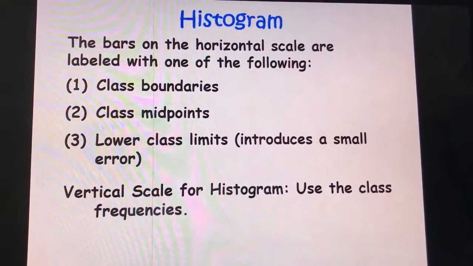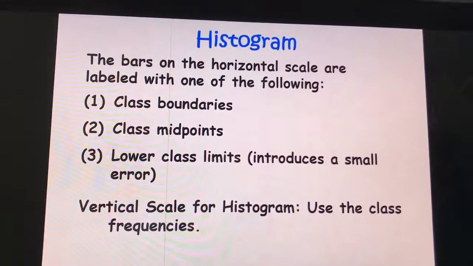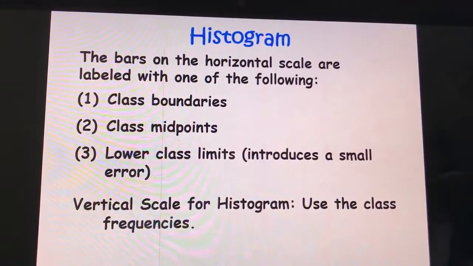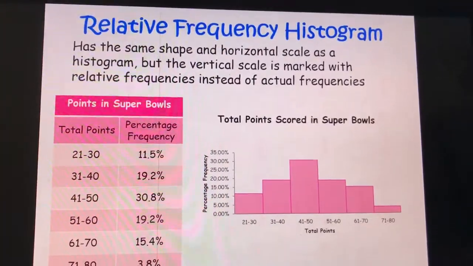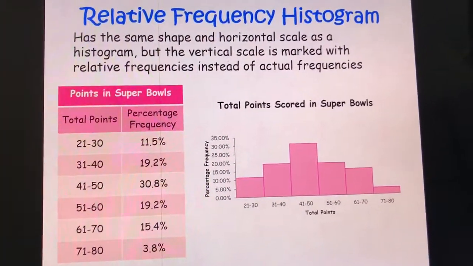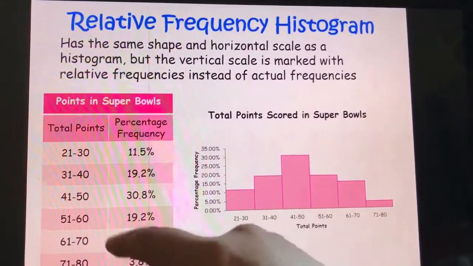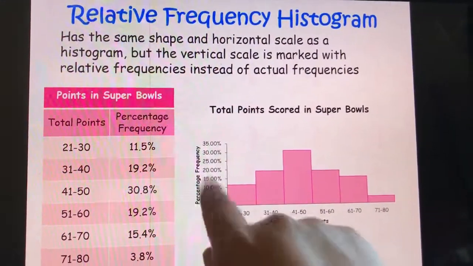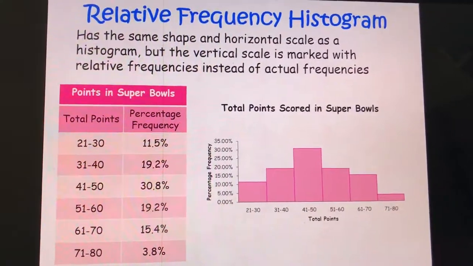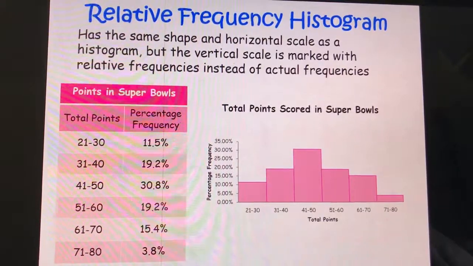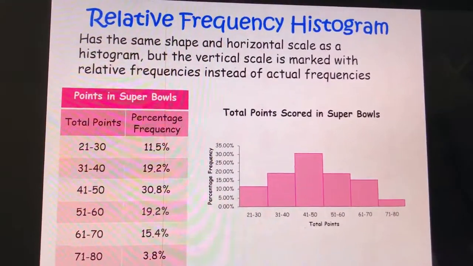So the bars on the horizontal scale I already talked about. You can use any of these, but I just use the classes because I think that makes the most sense. And then the frequencies on the vertical scale. Relative frequency histogram, same thing. This is using the percentages. You could use the decimals if you wanted to, but it's the same thing. You just switch the vertical scale to the percentage frequency or the decimal, but otherwise the graph should look the same because it's from the same table, so it still has the same shape and everything.